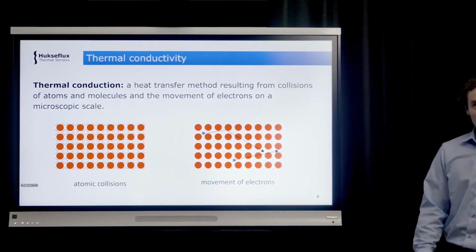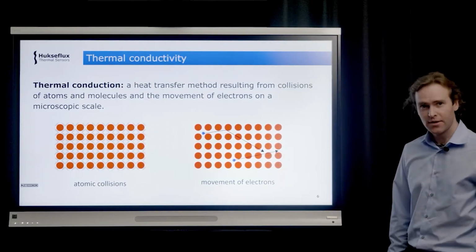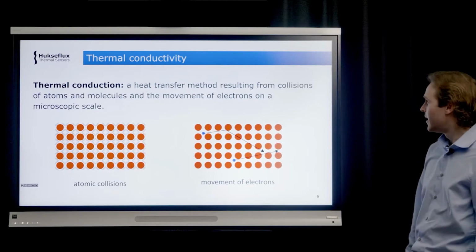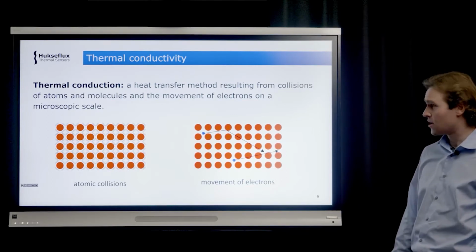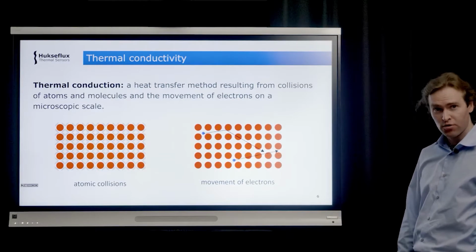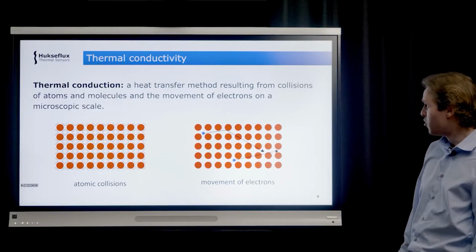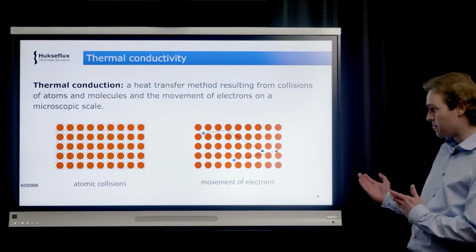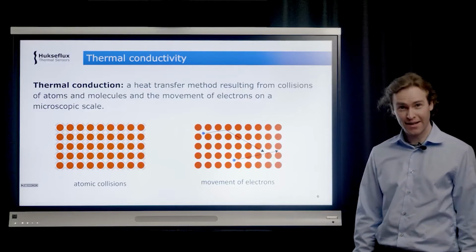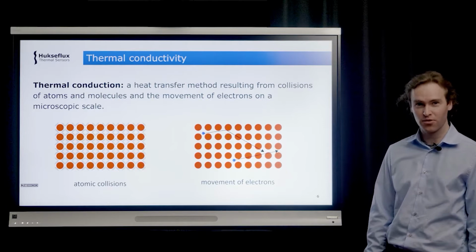Okay, so thermal conduction is a heat transfer method that arises from collisions of atoms and molecules on a microscopic scale, and of the movement of electrons through the material. So actually most good electrical conductors are also good thermal conductors.